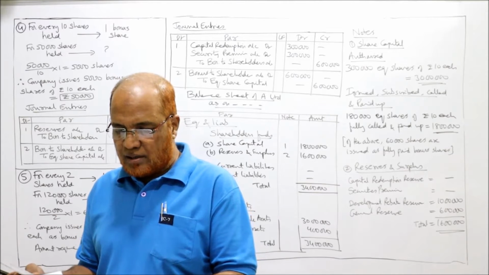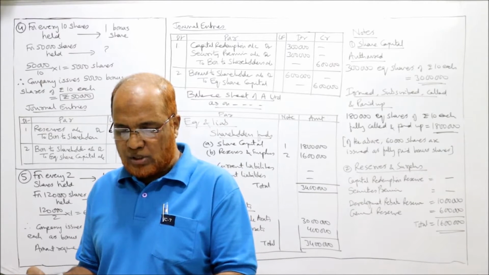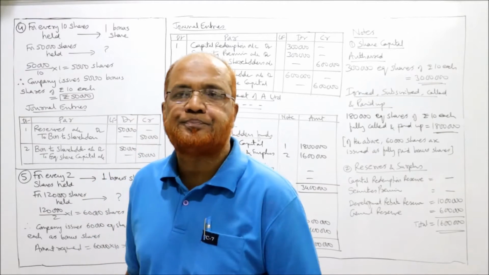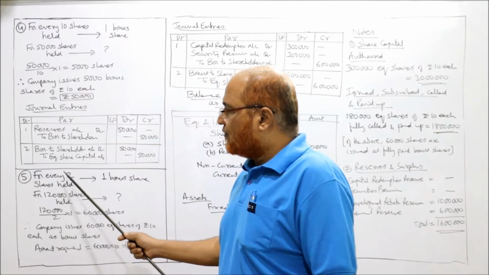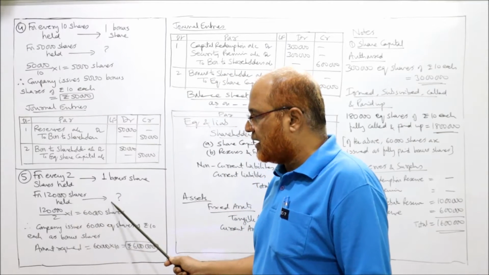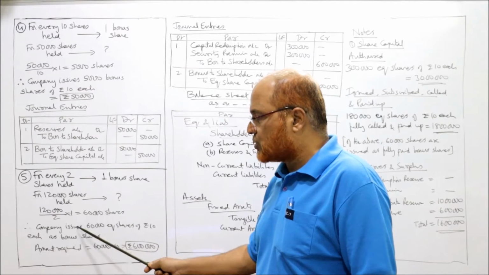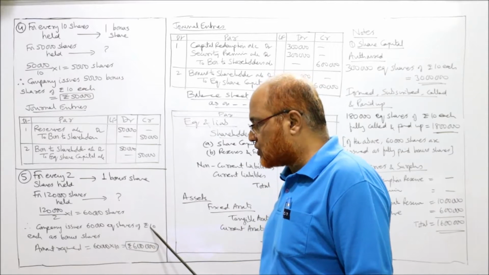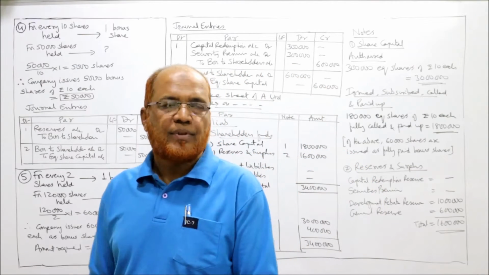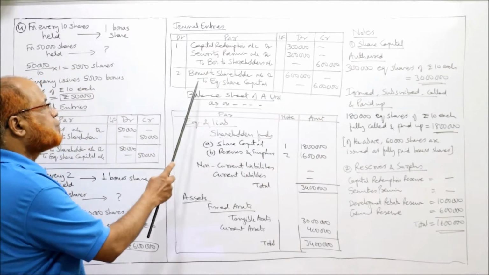You are required to give effect to the proposal by passing journal entries and show the balance sheet after such issue. Very easy problem. For every 2 shares held, 1 bonus share. For 1,20,000 shares held, how much? So 60,000 bonus shares the company will issue. Face value 10 rupees. 6 lakh rupees we require. Now we'll come to the journal entries.